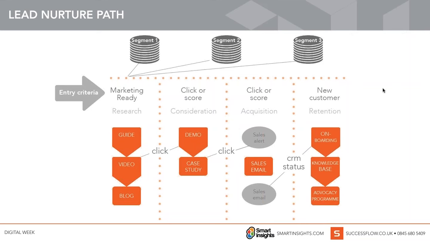that research stage. So you might use a guide, you might have a video, you might have a webinar, you've got your blog. What we're looking to do there is build up score, or it might identify a click. But either the score or the click, we're going to try and drop them into the consideration stage of the funnel. That's where we're going to use proposition-led content.